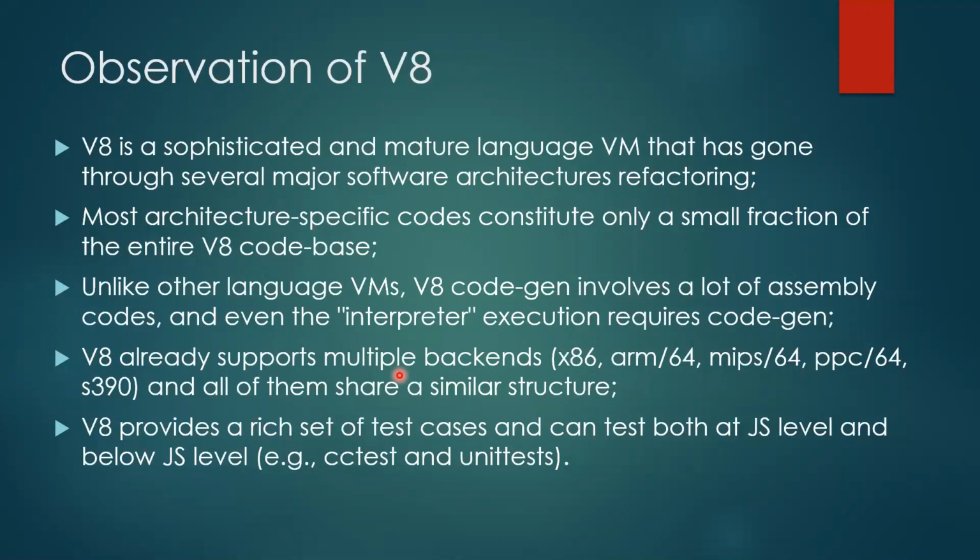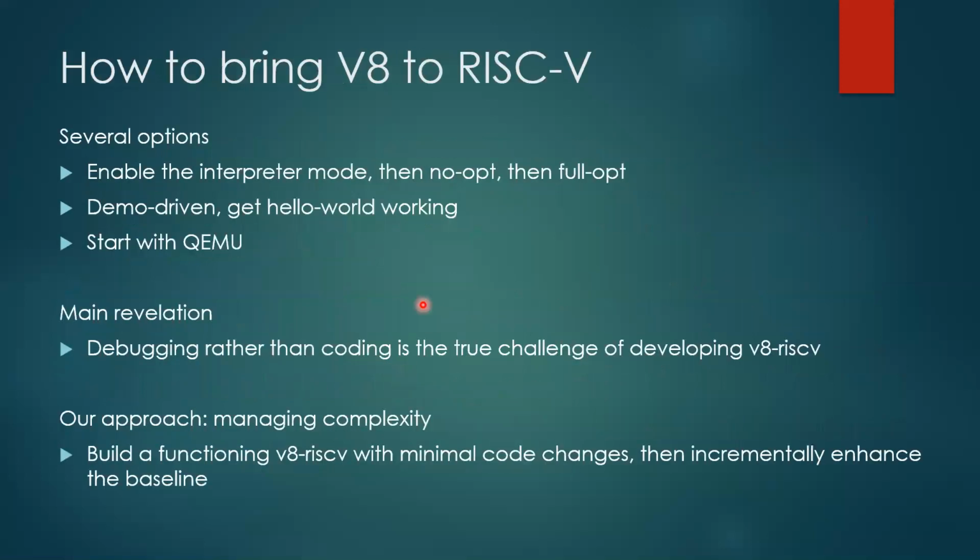Okay, so now let's go back to the original question of how do we add this RISC-V backend to V8? There are several options. Usually you start by enabling the interpreter mode, then no-opt, and then full opt. But the interpreter is really not an interpreter here, it's a jitless code generator. So even for enabling the Ignition engine, you still have to enable the codegen. So basically you still have to do the same amount of work.